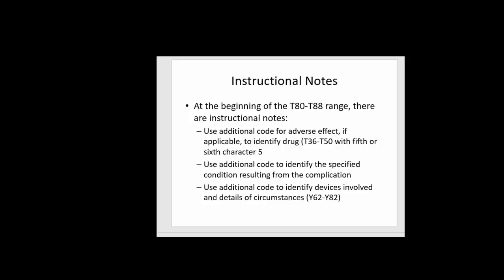At the beginning of the T80 through T88 range, there are instructional notes that tell the coder to use an additional code for the adverse effect. If you recall, the adverse effect is in the code ranges T36 to T50 with a fifth or sixth character 5 to indicate it's an adverse effect. You're going to use an additional code to identify the condition resulting from that complication, as well as any devices and circumstances involved. Those Y codes are external cause codes. So if you want to look at those and your options there, it might help you remember what options are there for coding.